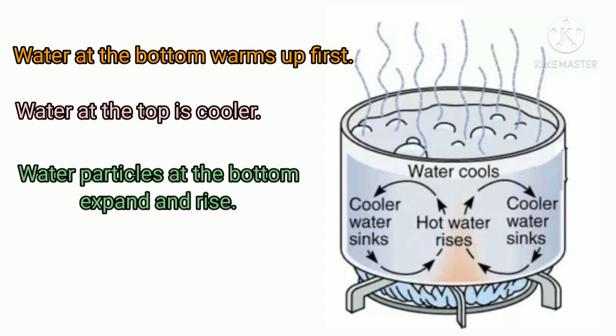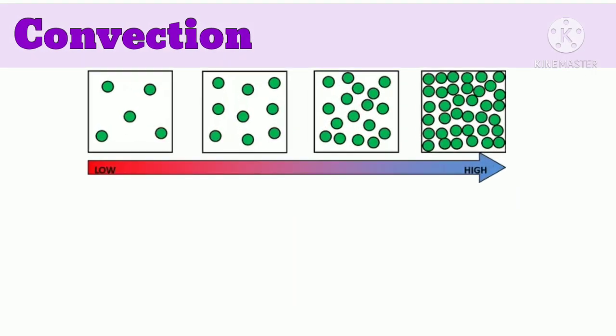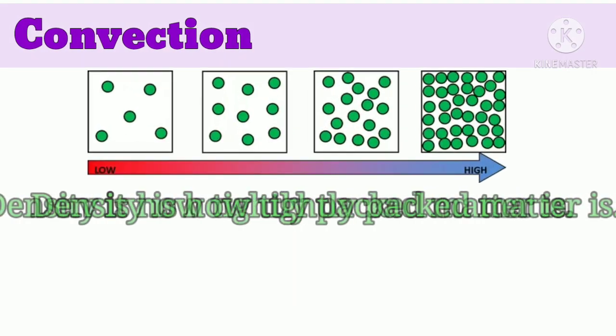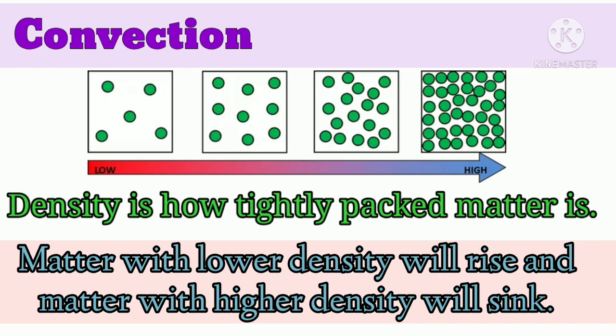Because of the heat, water particles at the bottom expand and start to rise. Replacing the hot water that rises, water particles at the top sink. This is also due to the differences in density. Density refers to how tightly packed matter is. Matter with lower density will rise and matter with higher density will sink.